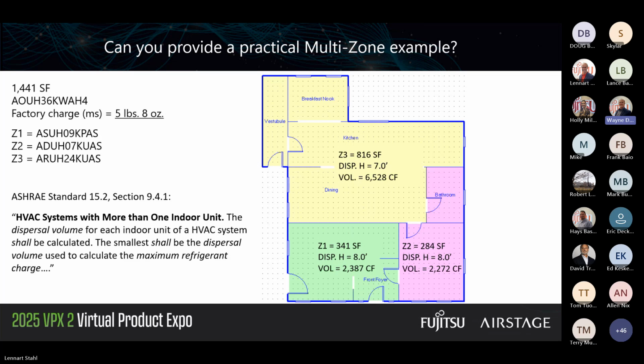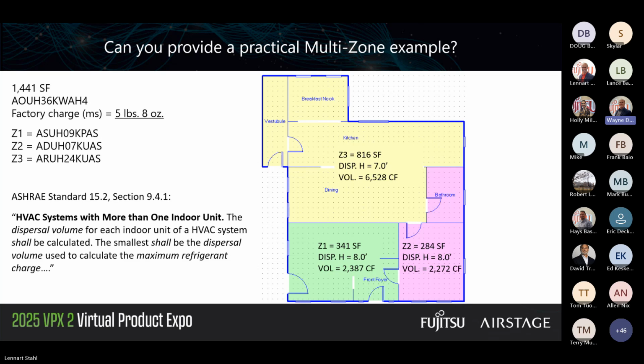So of the 3 zones here, the key variable that we're going to be looking at is volume, not just square footage, but as Leonard talked about, the dispersal height. So dispersal height for a floor mount unit may only be 2 feet, for example. So that's going to significantly affect your volume.